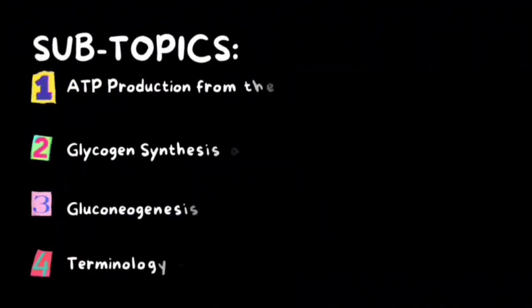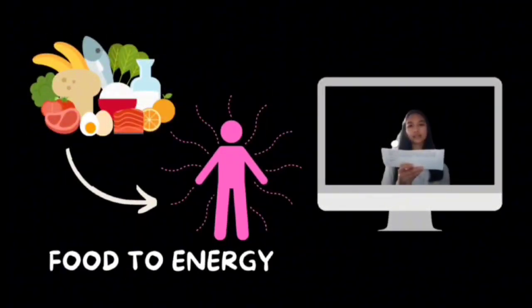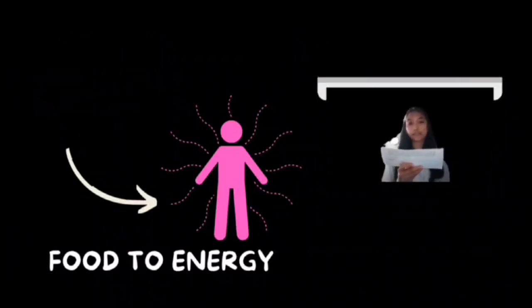Let's explore 4 important aspects of carbohydrate metabolism together. We will start by understanding how our cells make energy from glucose. Then move on to the clever ways our bodies store and use glycogen. Next, we will look at how our bodies can create new glucose when needed even without eating it. Finally, we will pick up some key terms to understand the language of glucose pathways. It's like unraveling the secrets of how our bodies turn food into energy.